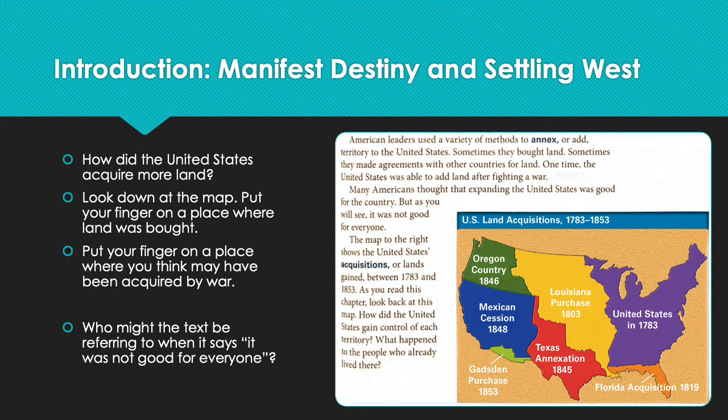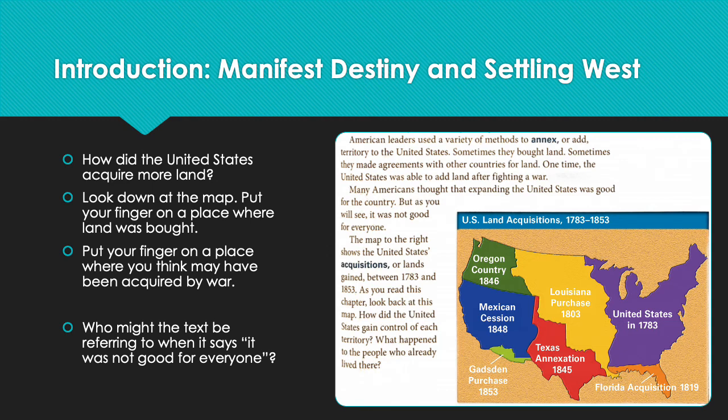The map to the right shows the United States acquisitions, or lands gained, between 1783 and 1853. As you read this chapter, look back at this map. How did the United States gain control of each territory? What happened to the people who already lived there? So at this time, I'm going to ask you to pause the video and make sure you can answer these questions. How did the United States acquire more land?